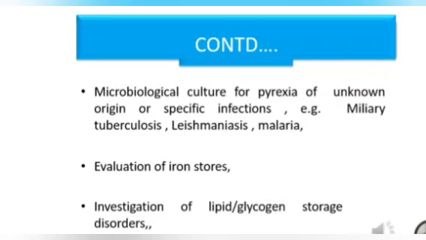Plasmodium vivax, a parasite that causes malaria, accumulates in the bone marrow. So it's very important for the diagnosis of certain parasites by getting a bone marrow aspirate or biopsy. For evaluation of iron stores, we need bone marrow, and for investigation of lipid and glycogen, both are called storage diseases. So it's very important for the diagnosis to have a bone marrow biopsy or bone marrow aspiration.